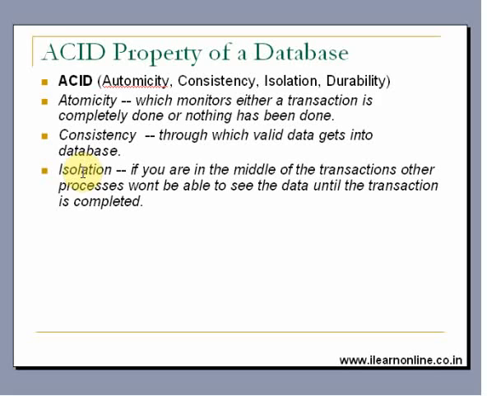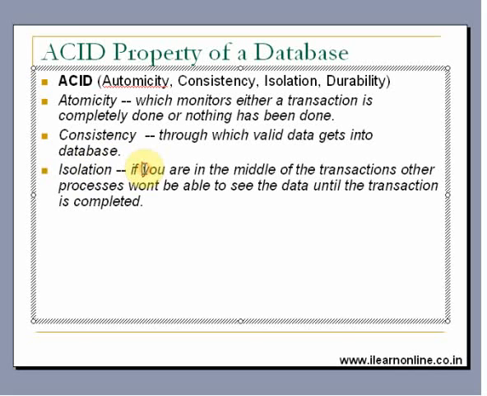So what is isolation? If one particular user is changing the salary of a set of employees, the other user should not be able to see those changes unless the changes are completely done and committed to the database. So that's what we are explaining here. If you are in the middle of a transaction, other processes won't be able to see the data until the transaction is completed. As you know, in an RDBMS there are a lot of processes running.